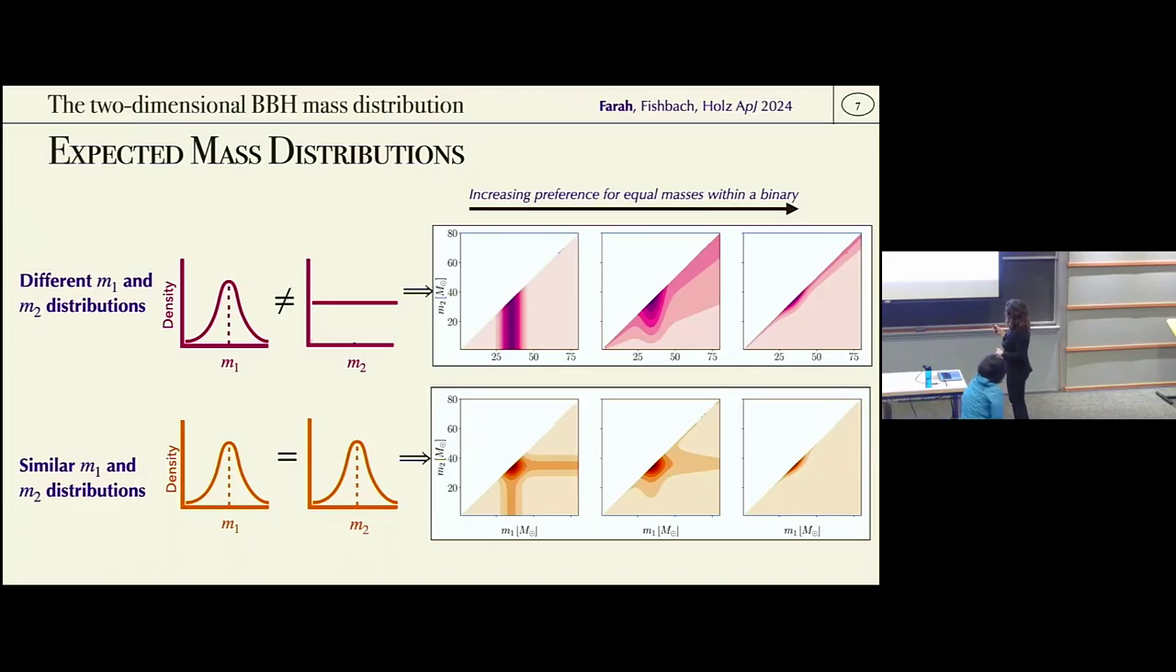Oh yeah, so these look really different, but most theories for merging binary black holes predict that within a given binary, the masses prefer to be equal. So you want to have more symmetric mass ratios. And so as I move to the right on this plot, I'm increasing that preference for equal masses within a binary. So on the far right over here, I have a really strong preference for equal masses, and all of this is moving the density towards the diagonal. And over here, it's really hard to distinguish between these 2 scenarios. So this is an important caveat to keep in mind.